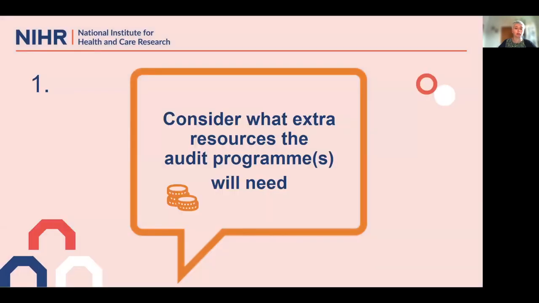Top tip number 1, consider what extra resources the audit program will need to run tests. Many audits are run on a shoestring and have no extra capacity to think about research or staff to undertake the necessary work. This might need some extra funding.